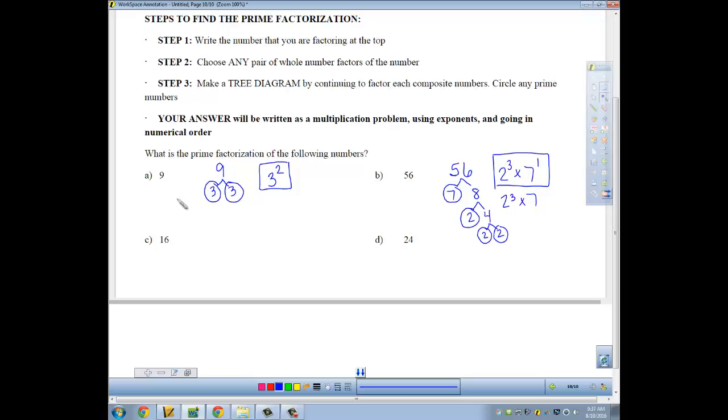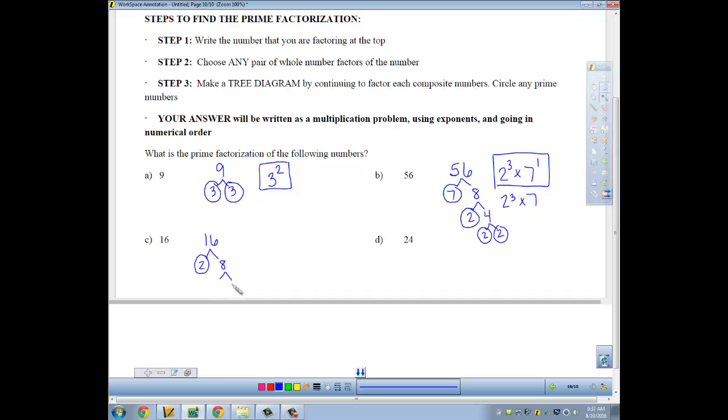Let's look at part C. So we're starting with 16. I'm thinking, what two numbers multiply to get 16? We can use 2 and 8. Please do not use 8 and 8. 8 times 8 is 64. So always remember we are multiplying. 2 is prime, so I circle it. 8 is composite, so I'm going to keep factoring it.